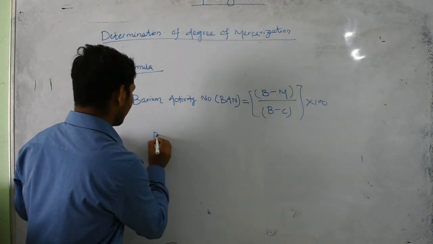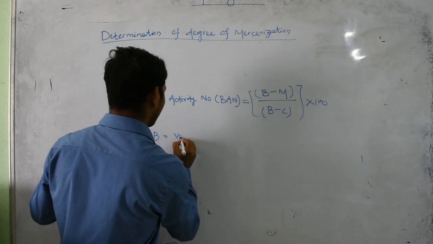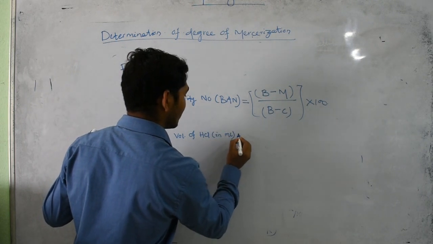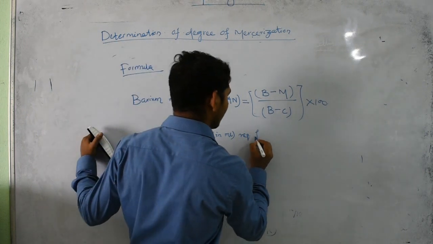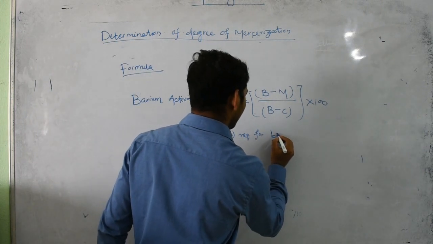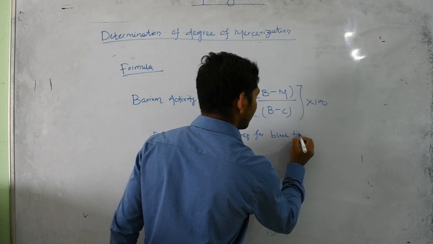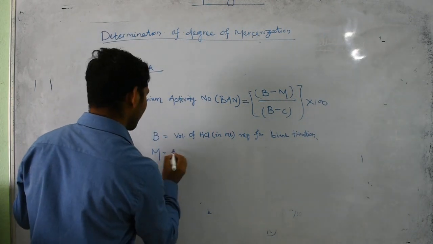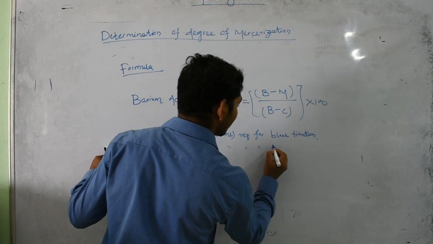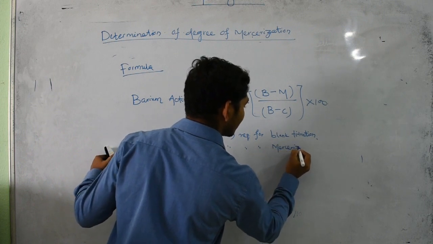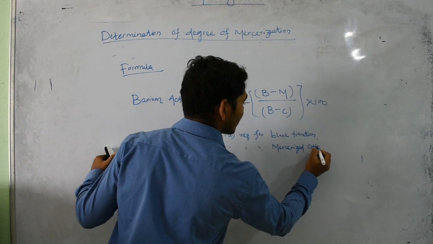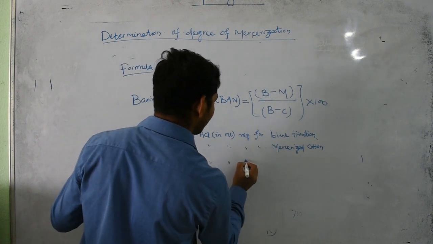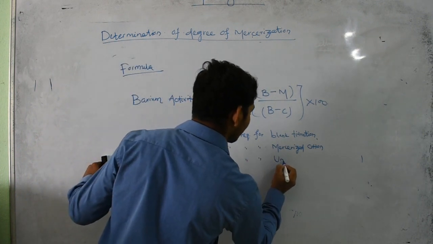where capital B equals volume of HCl in ml required for blind titration, capital M equals volume of HCl in ml required for mercerized cotton, and capital C equals volume of HCl in ml required for unmercerized cotton.